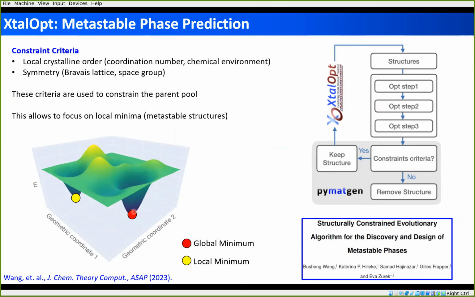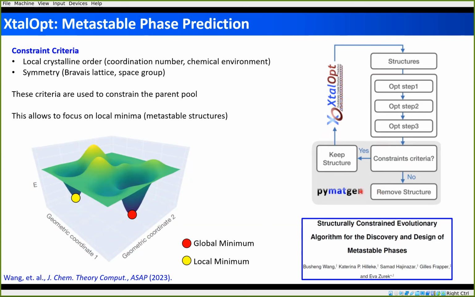Because oftentimes we don't only want to be focusing on this global minimum, but we might be interested in a local minimum that has either some sort of a desired geometrical feature, maybe because we have some experimental information, or because we know from chemistry that a particular geometric feature would be good for a particular property. So what we've done is to interface XTLOPT with PyMatGen that can be used to analyze what types of crystal structures are optimized via our DFT.